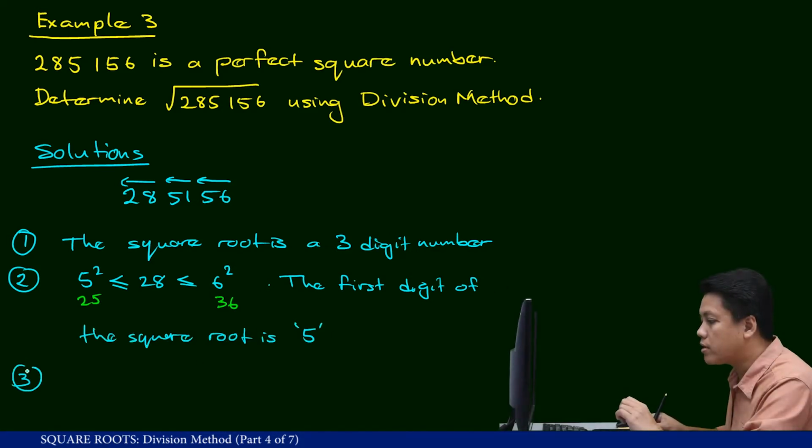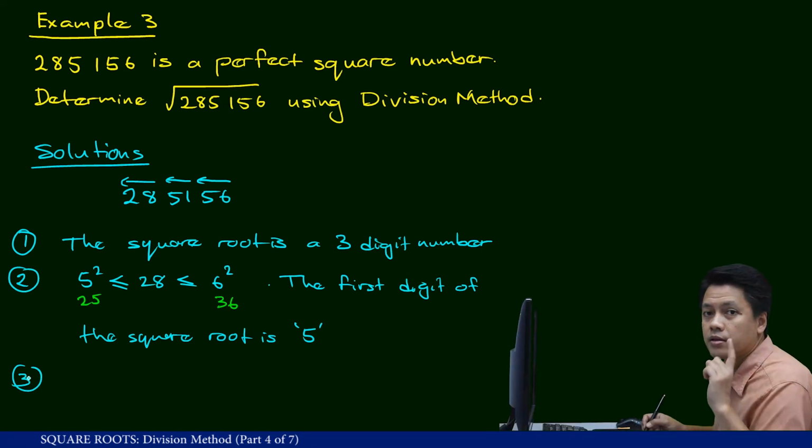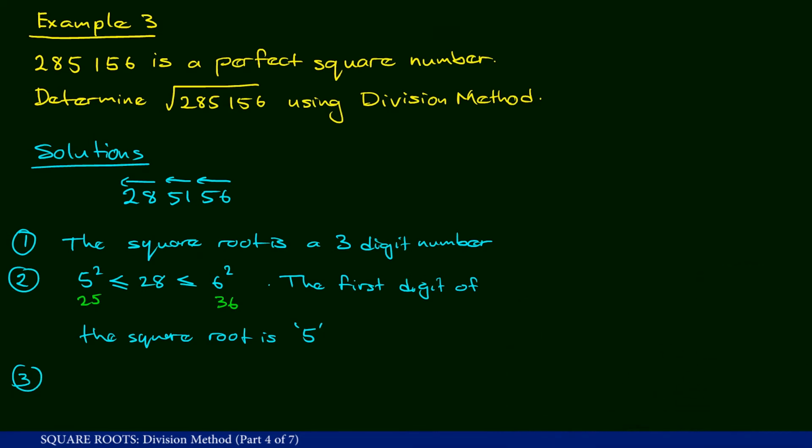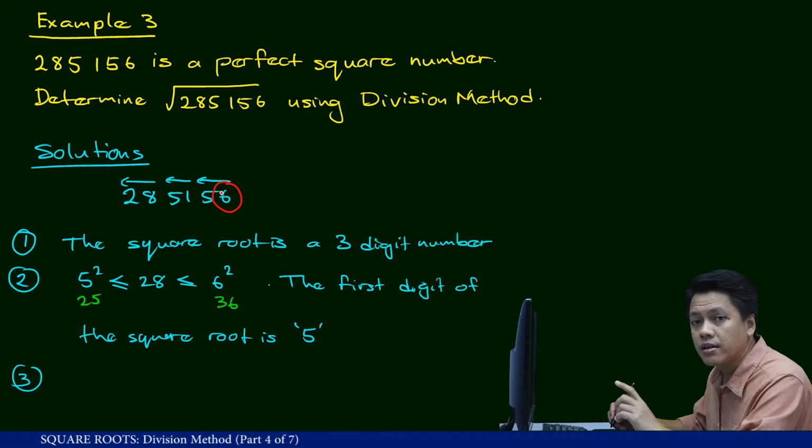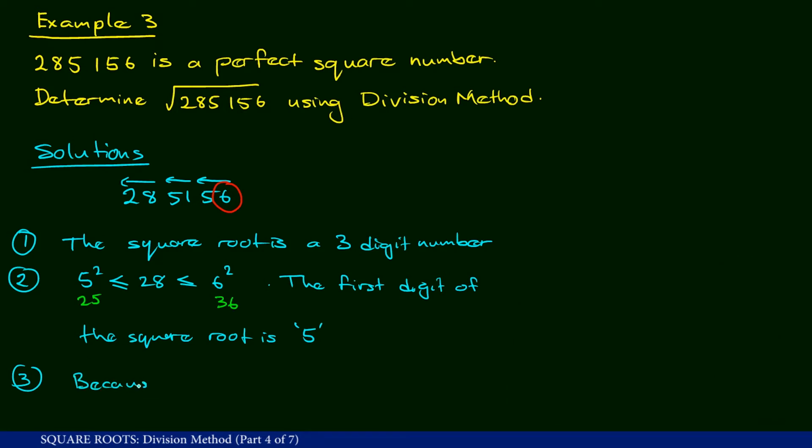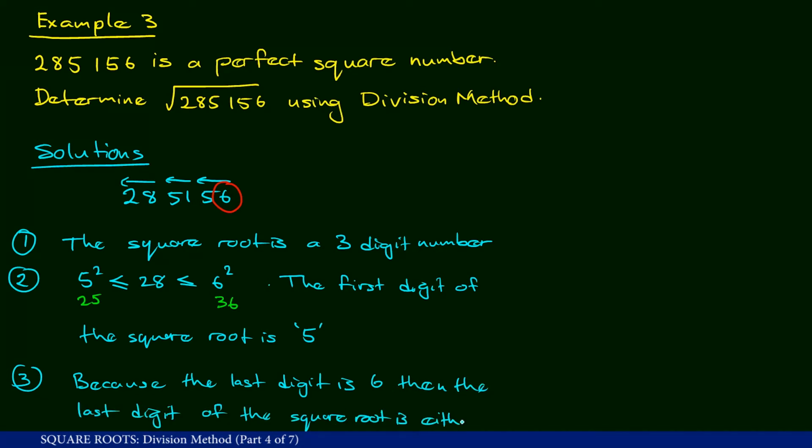So what is the third clue? For the third clue, please take a look at the last digit, 6. What does it tell us? That means the last digit of the square root must be either 4 or 6. So now let's begin our long division.